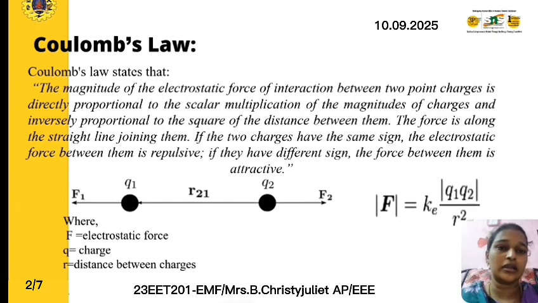In a mathematical way, we can say F is directly proportional to Q1 Q2 by R square. Here the distance between the two charges Q1 and Q2 is represented as R21. Therefore the magnitude of the force, modulus of F, is proportional to Q1 Q2 by R square. If we remove the proportionality, we can introduce a constant, which is nothing but K, where K is 1 by 4 pi epsilon. So F is equal to K Q1 Q2 by R square, where F is the electrostatic force, Q represents the charges and R represents the distance between them.